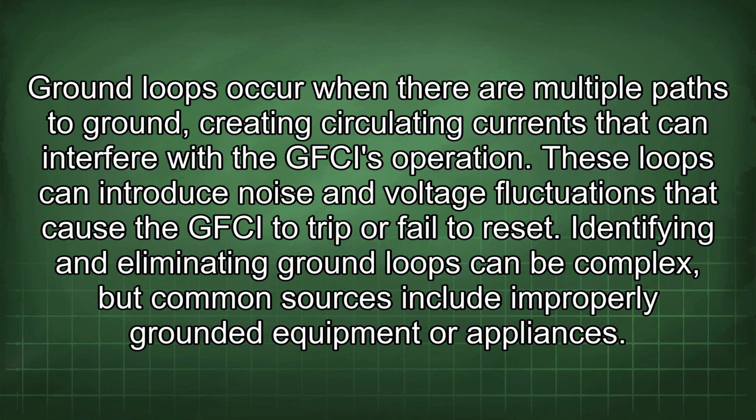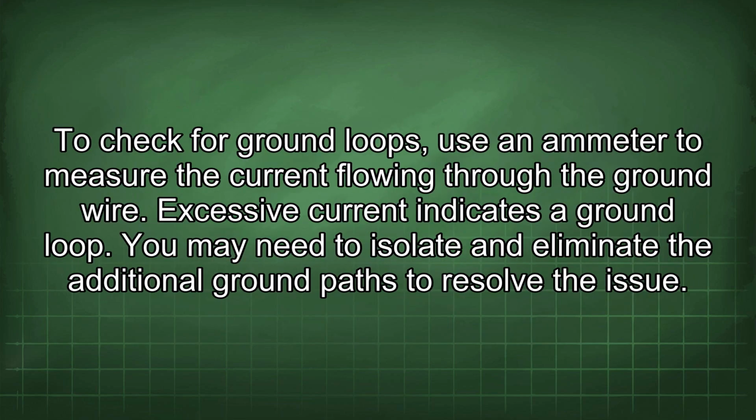Ground loops occur when there are multiple paths to ground, creating circulating currents that can interfere with the GFCI's operation. These loops can introduce noise and voltage fluctuations that cause the GFCI to trip or fail to reset. Identifying and eliminating ground loops can be complex, but common sources include improperly grounded equipment or appliances. To check for ground loops, use an ammeter to measure the current flowing through the ground wire. Excessive current indicates a ground loop. You may need to isolate and eliminate the additional ground paths to resolve the issue.